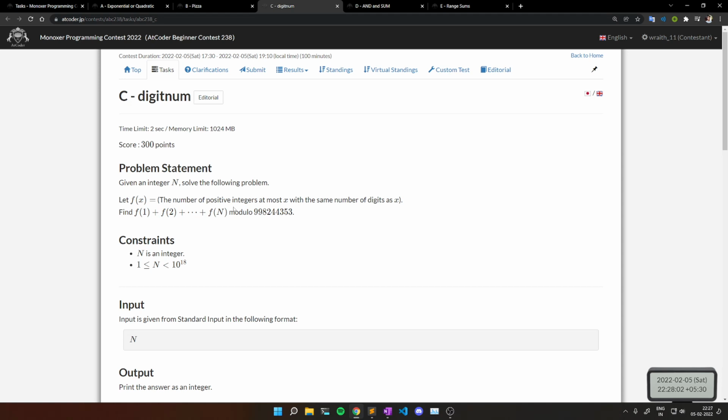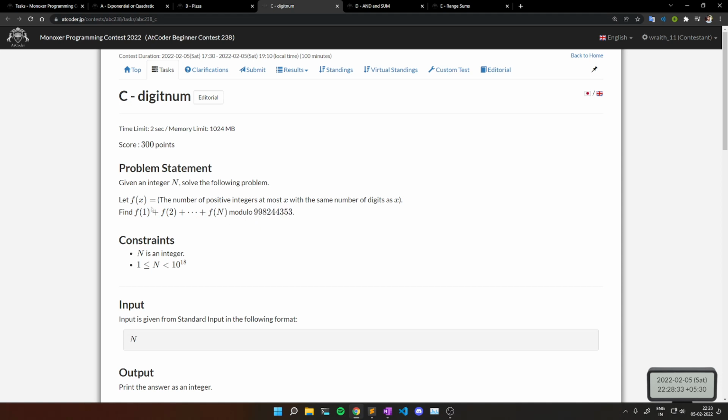Actually I had some difficulties in understanding this problem at first because the statement was not very clear to me, but this problem is actually very easy. What this problem says is that f(x) is the number of positive integers at most x with the same number of digits as x. We have to find f(1) + f(2) + ... + f(n) modulo this value, because the answer can be very large.